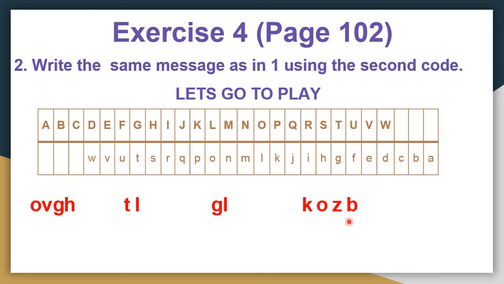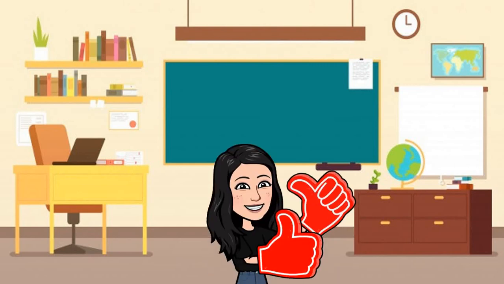So here is the code, which reads as OVGH, TLGL, KOZB. I hope you have got the concept. Now solve exercise 4, which is given at page number 102 of your book.